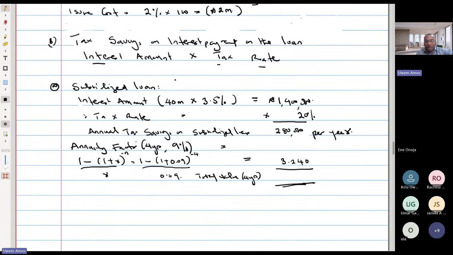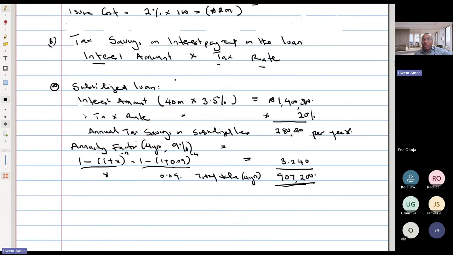280,000 multiplied by 3.240, 907,200. So we have 907,200. Any question on the issue cost on the subsidized loan, guys? Okay. Any question? This is why we're here. APV is an area that I really want you guys to know because it has very high chances of being tested.